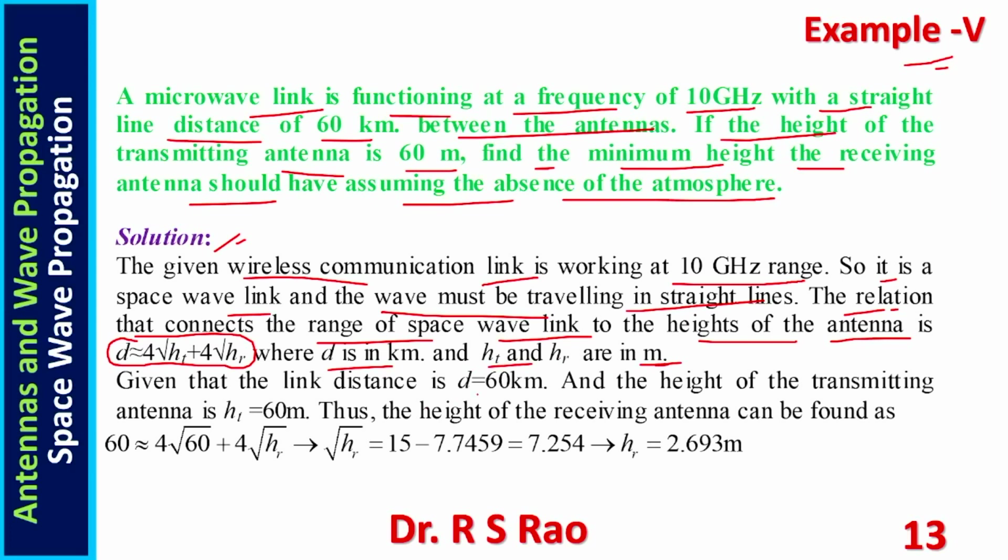Given that the link distance is 60 kilometers and the height of the transmitting antenna is 60 meters, the height of the receiving antenna can be found as follows. This is the formula: 60 is nearly equal to 4 into square root of 60 plus 4 into square root of HR. From this equation, HR can be found. In the present case, it turns out to be 2.693 meters.